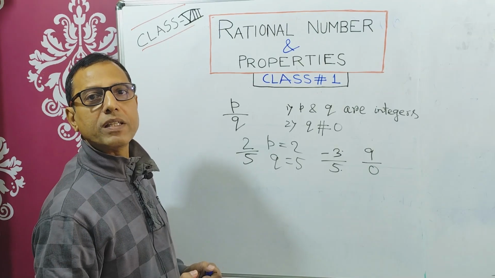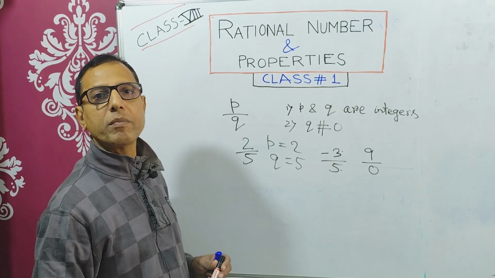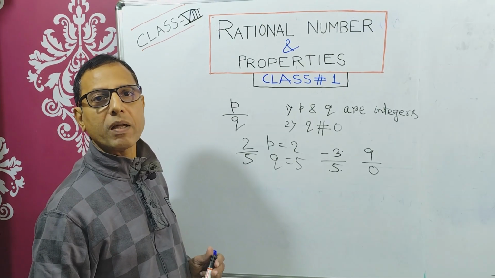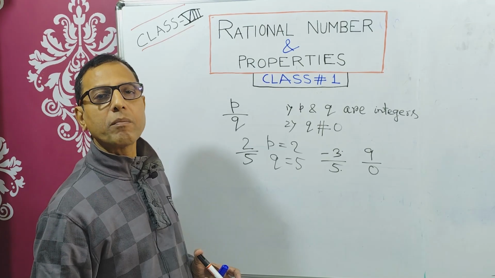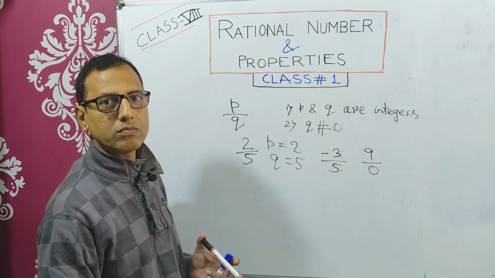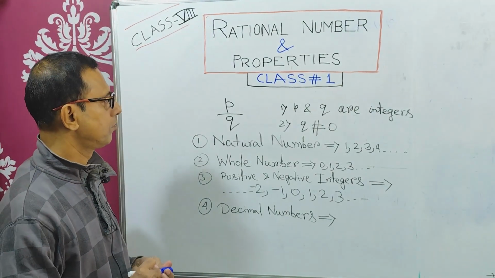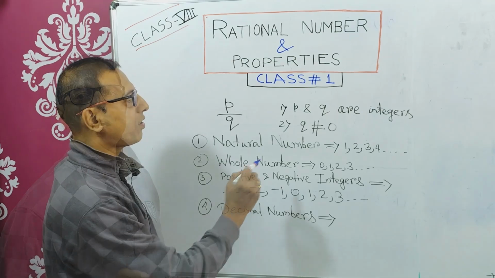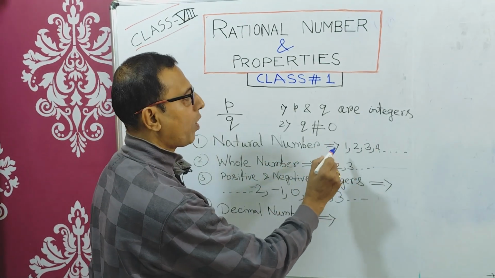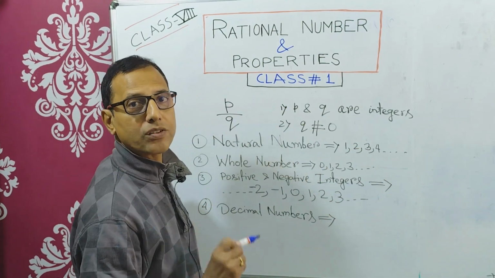So now let's compare it with the number types that you have already learned, that is natural number, whole number, fraction or decimal number. Are all these kinds of numbers rational numbers or not? Let's see. What is natural number? Starting from 1 onwards, 1, 2, 3, 4, 5, 6 and so on. These are all natural numbers.